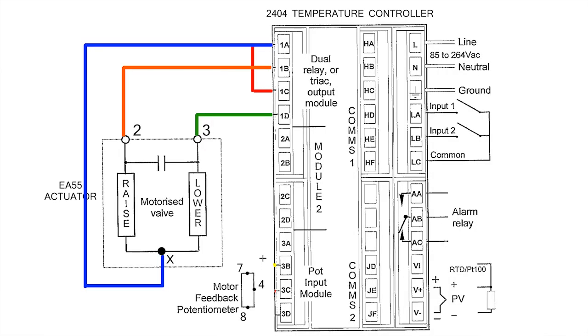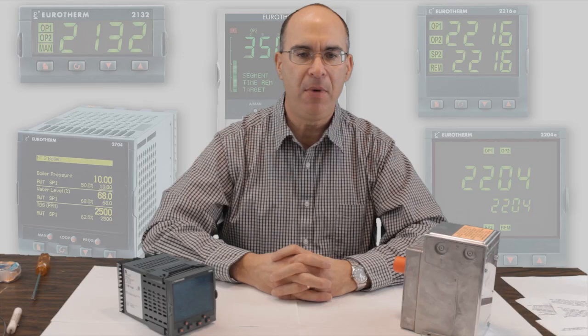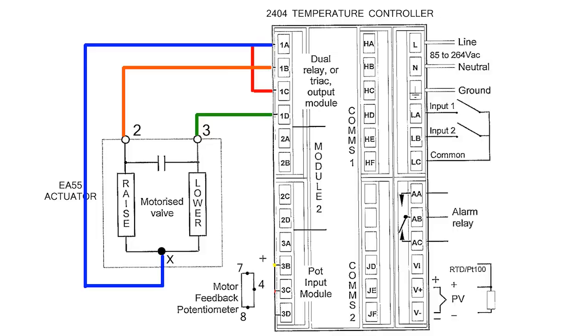As an option, a slide wire potentiometer input module can be installed in the temperature controller to measure the slide wire feedback position of the motorized valve actuator. To use this option, wire terminal 3B of the temperature controller to terminal 7 of the motorized valve actuator. Next, wire terminal 3C of the temperature controller to terminal 4 of the motorized valve actuator. Next, wire terminal 3D of the temperature controller to terminal 8 of the motorized valve actuator.